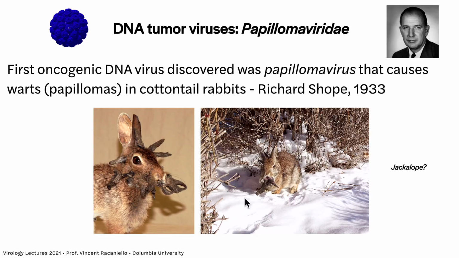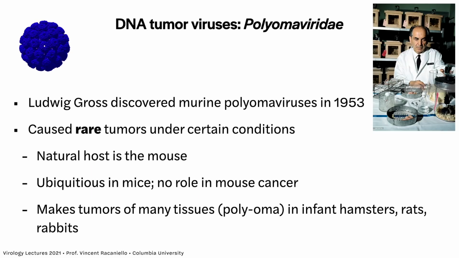There's no such thing. It's just these rabbits with papillomas. It was caused by a DNA virus, which is related to the viruses that cause papillomas in humans, human papillomaviruses. So that's the first DNA tumor virus discovered. Then another one in 1953 by Ludwig Gross. And here's a picture of him.